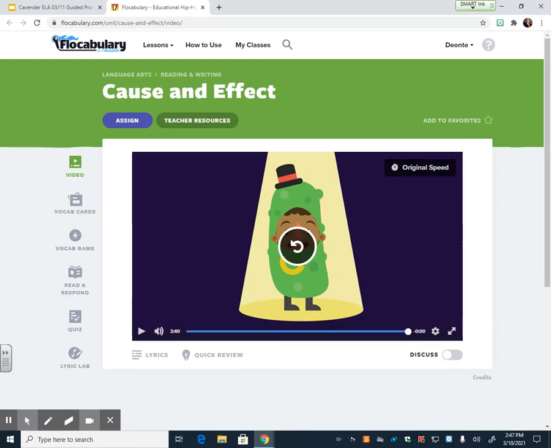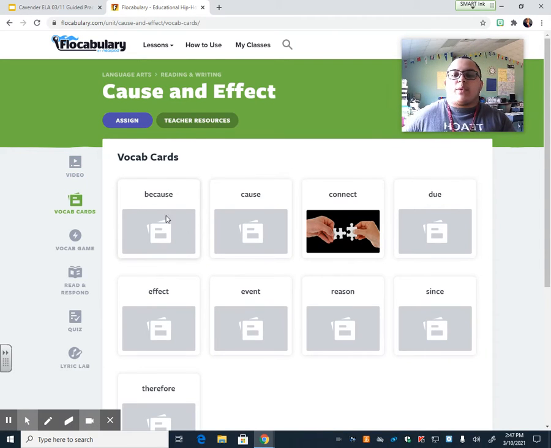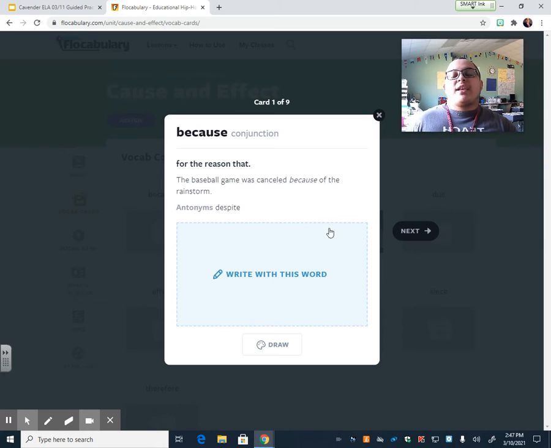So let's go over some vocab using these vocab cards. Let's talk about the word because. So because means that it's a reason that. So if I ask you, why were you late to school this morning? Someone might say, because I overslept. So the baseball game was canceled because of the rainstorm.